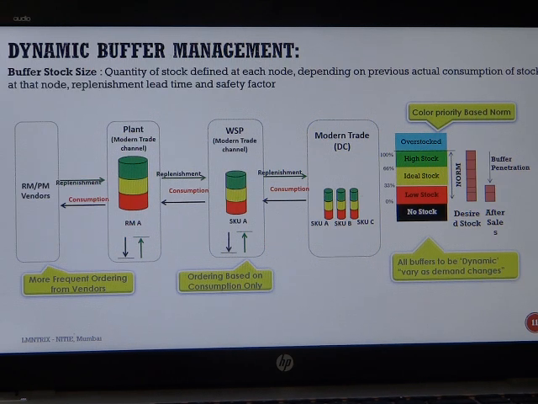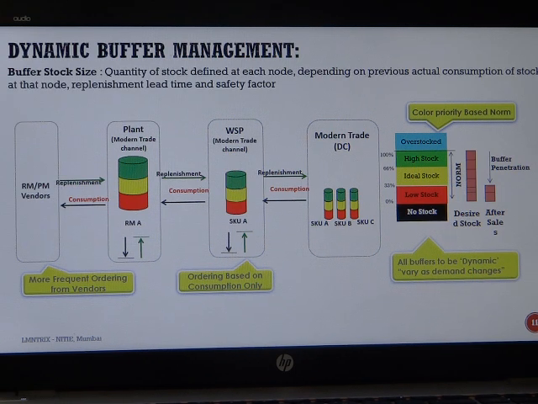Now this diagram describes how drum buffer rope can be extended throughout the supply chain. Different color codes are used to determine different stock levels. For example, black is used to determine no stock, red for low stock, yellow for ideal stock, green for high stock, and sky blue for overstock. Now the replenishment at each stage is done based on consumption only. Hence the inventory is reduced at every stage of the supply chain.